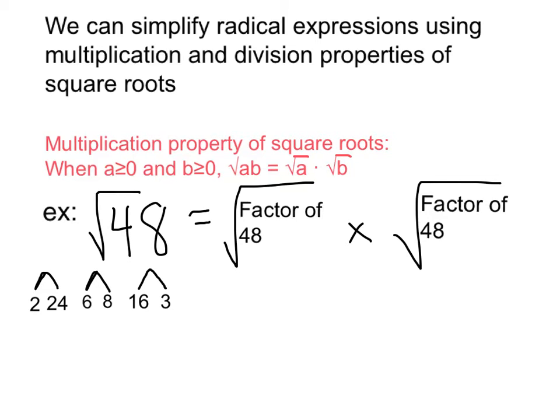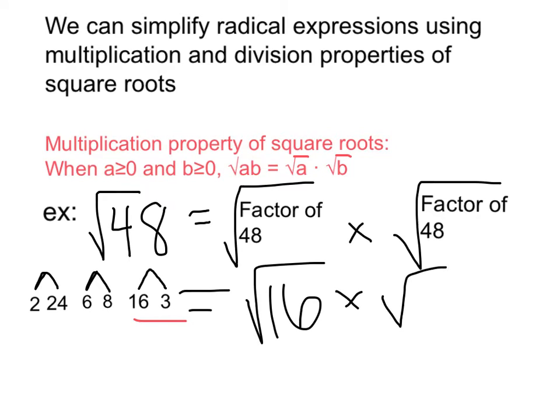So let's look at the example, the square root of 48. 48 has many different factors. We have 2 and 24, 6 and 8, and 16 and 3. However, there is only one set of factors that contains a perfect square, and that is 16 and 3. Therefore, the square root of 48 can be broken down into the square root of 16 times the square root of 3. And then we know that the square root of 16 is 4, so we have 4 root 3.